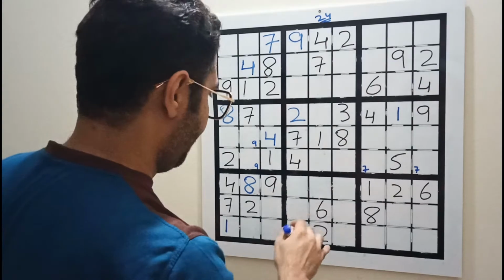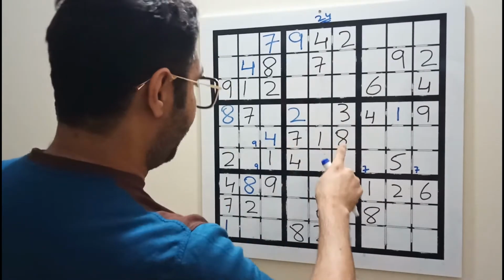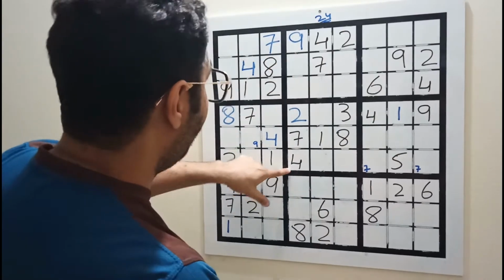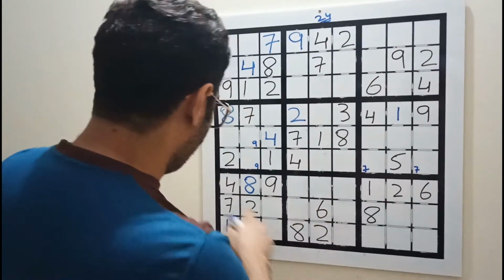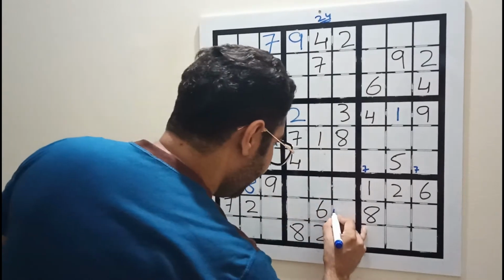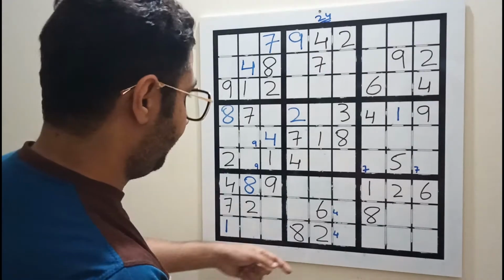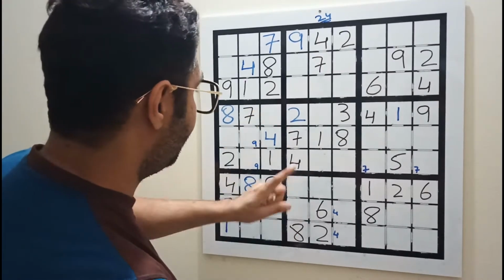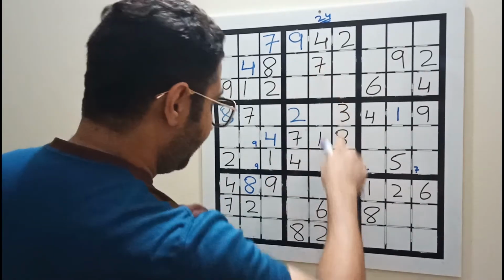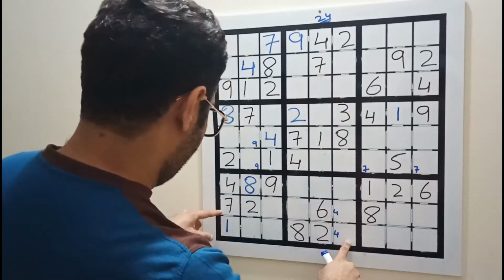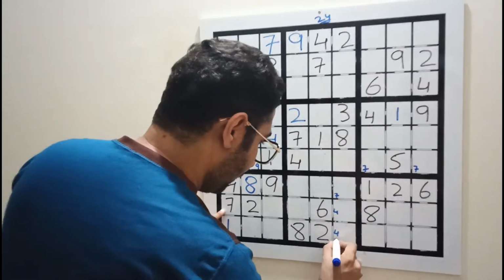3. 4, we got 2 4s, left, center. It has to go in this block. Because of this we can place 4. 5, we got no 5. 6, we got 1 6. 7, we got 2 7s, left, center, right. We got 7 here, so either this is a 7 or this is a 7.